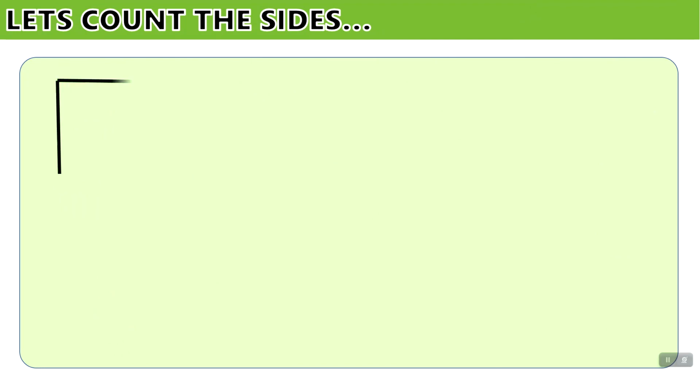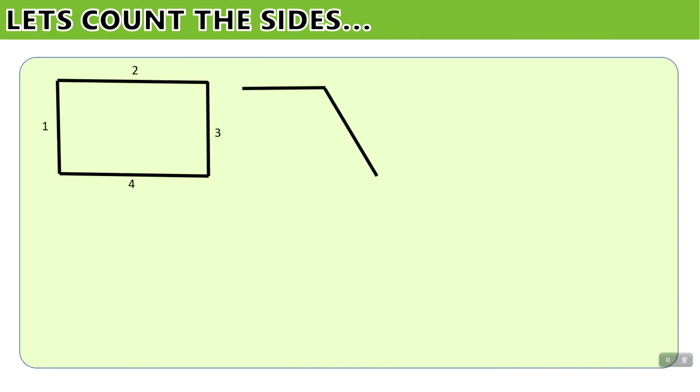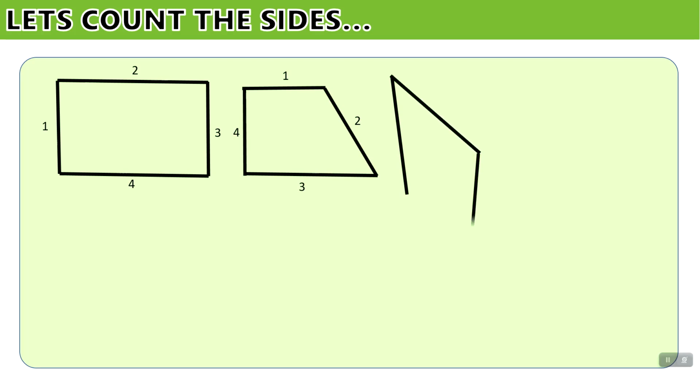Now let's count these sides. 1, 2, 3, 4 sides. How about this shape? How many sides does it have? 1, 2, 3, 4. Looks a little different than the first one. How about this one? We're going to draw a shape with 1, 2, 3, 4 sides.